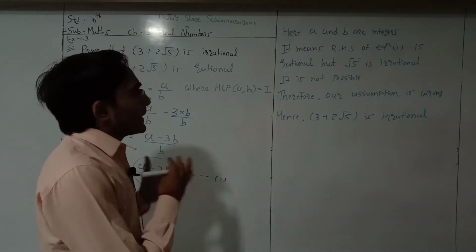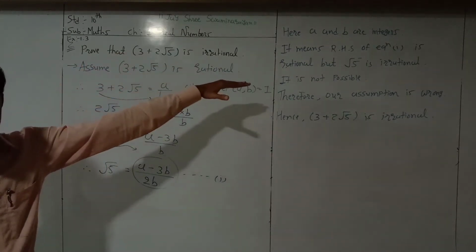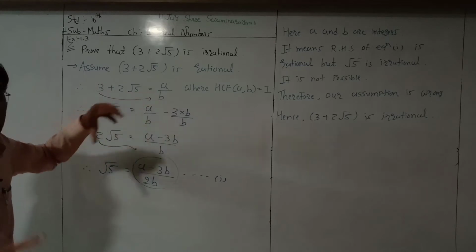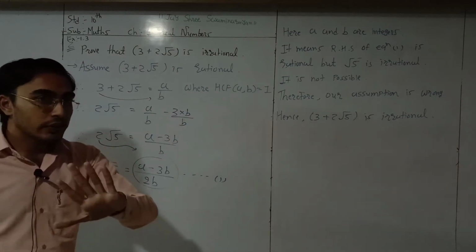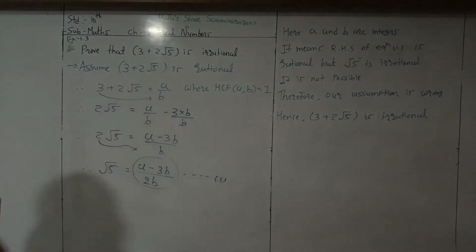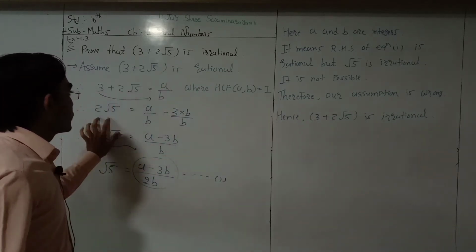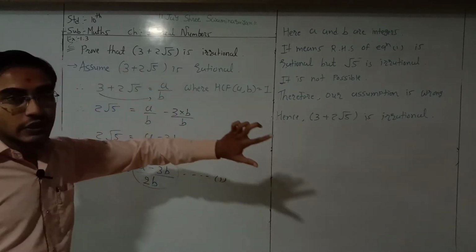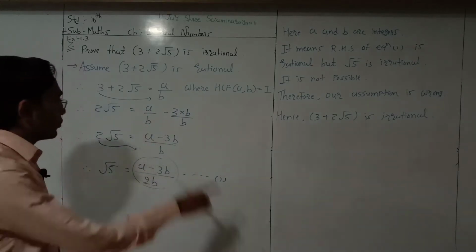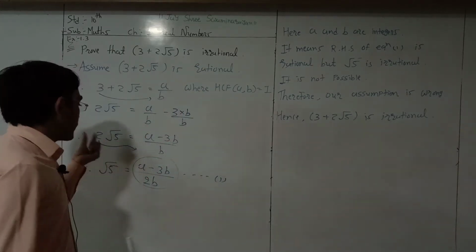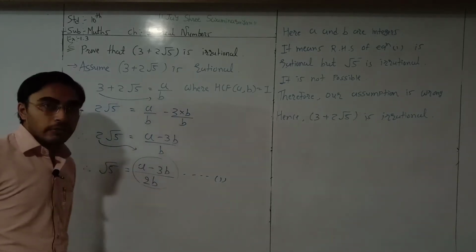Now I repeat this question quickly. First of all, assume this is a rational number. If this is rational, we can represent it in the form a by b, where HCF of a and b is equal to 1. Now in the left hand side we only want under root 5, so transfer this 3 to the right hand side. Here 2 under root 5 equals a by b, and if we transfer this 3 to the right hand side, it becomes minus 3. After that we need to take LCM here, so it's a minus 3b by b, and we need to transfer this 2 to the right hand side, so under root 5 is equal to a minus 3b divided by 2b.